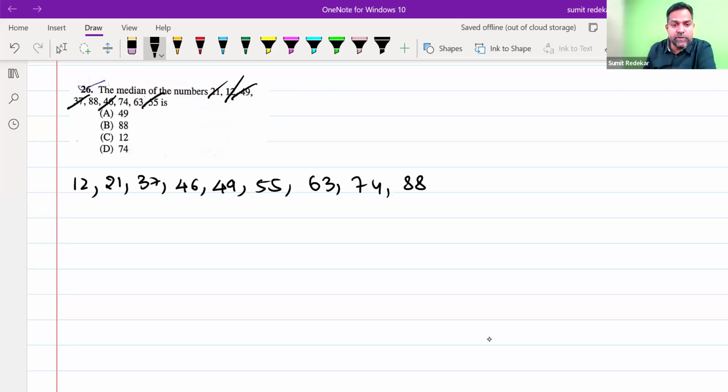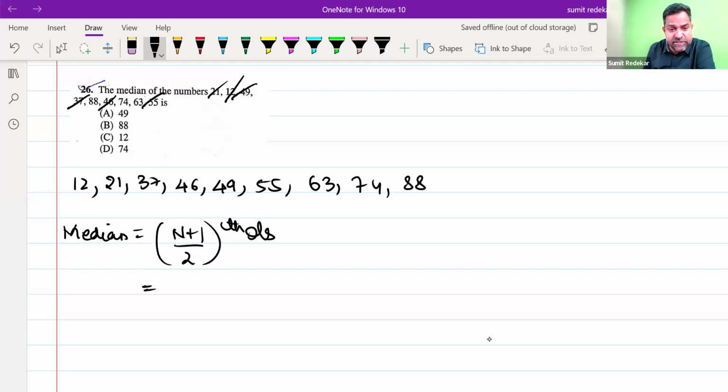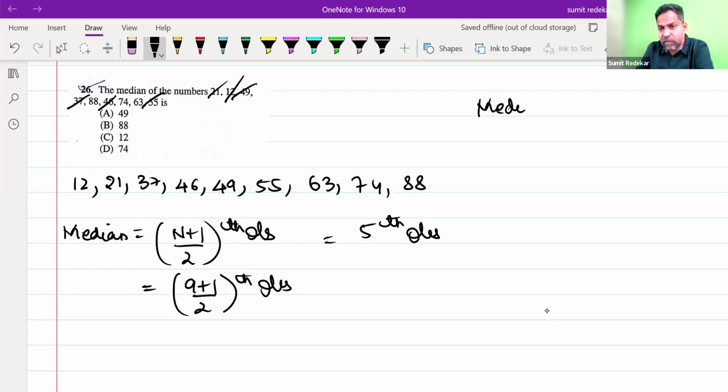What do you want? Median? 1, 2, 3, 4, 5, 6, 7, 8, 9 data values. The median of any data is the n plus 1 by 2th observation, which is 9 plus 1 by 2th observation, which is nothing else but 10 by 2, which is nothing else but the 5th observation. And what is the 5th observation? The 5th observation is going to be 1, 2, 3, 4, 5, 49. So can I say median of this data is 49?